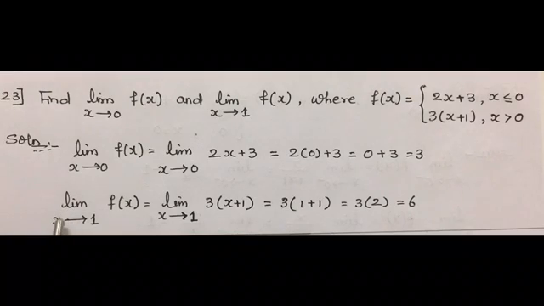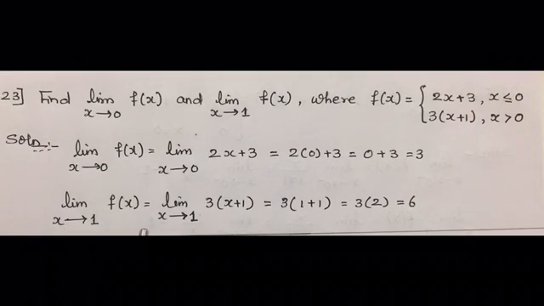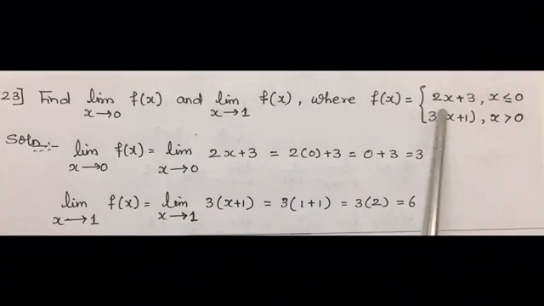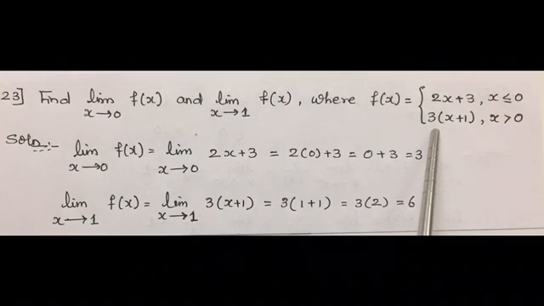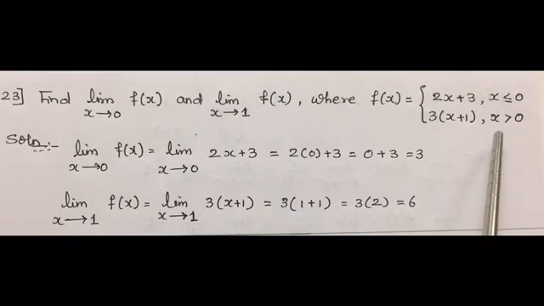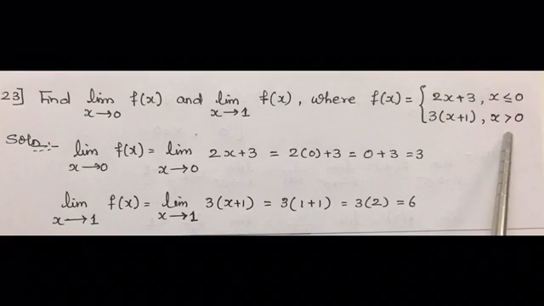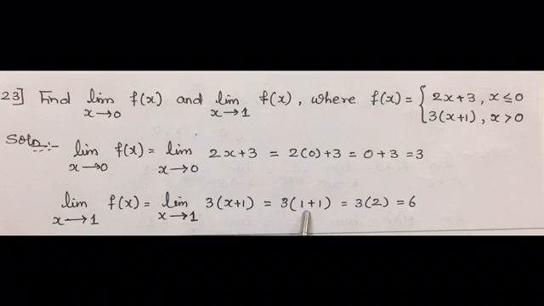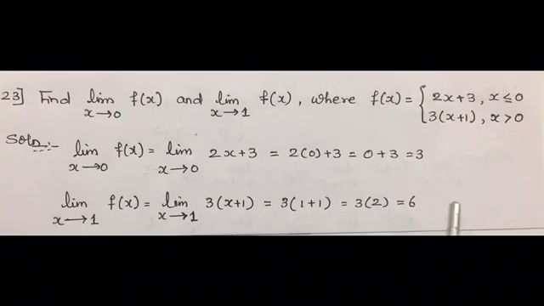Now if we take limit x tends to 1 of f(x), as 1 is greater than 0, we have to take the second function 3x plus 1, because given over here x is greater than 0 and 1 is greater than 0. So taking up 3x plus 1, keeping the value of x as 1 and calculating it, the answer is 6.